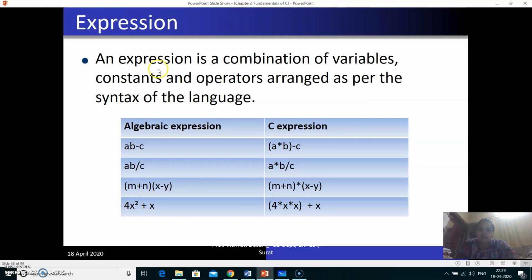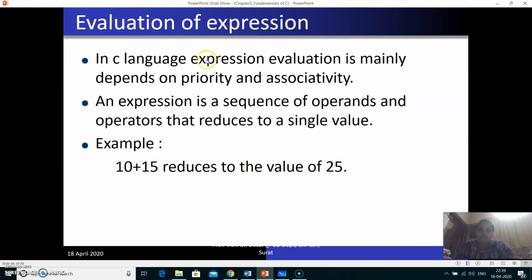Now, what is an expression? An expression is a combination of variables, constants and operators arranged as per the syntax of the language. Now, if you want to write AB minus C, in a C programming statement you have to write A multiplication symbol B minus C. Evaluation of the expression. Now, in the C language, expression evaluation mainly depends on the priority and associativity.